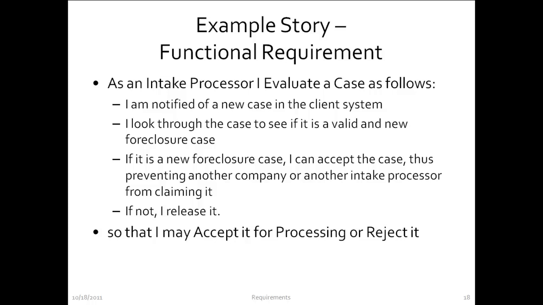Here's an example of a story that captures a functional requirement. As an intake processor, so the role is intake processor, I evaluate a case, so I achieve a goal. And here's the goal: I'm notified of a new case in the system, etc. And finally, here's the outcome, so that I may accept it for processing or reject it. Hope you see how a typical user story is written. On the next slide, you'll see a user story for capturing a non-functional requirement.